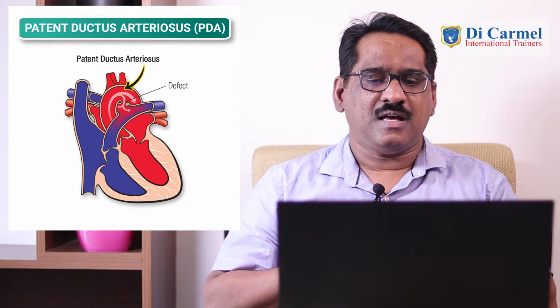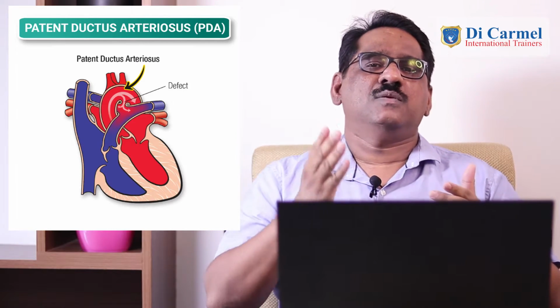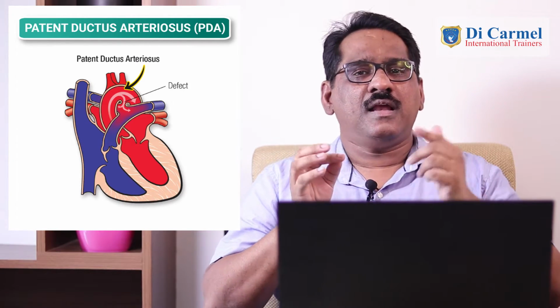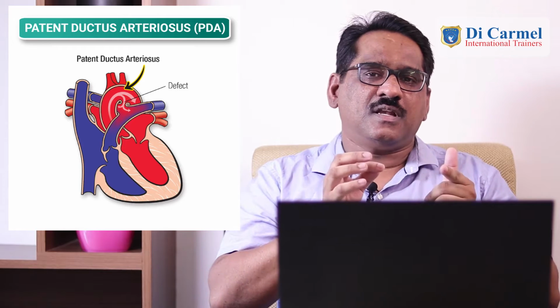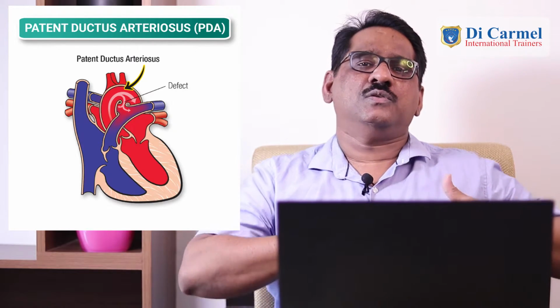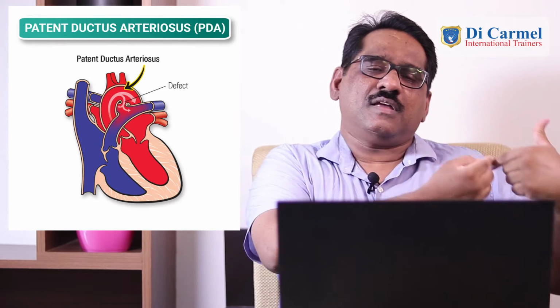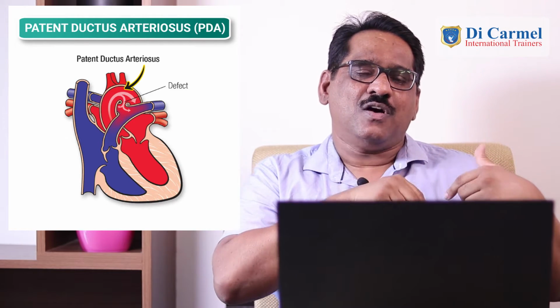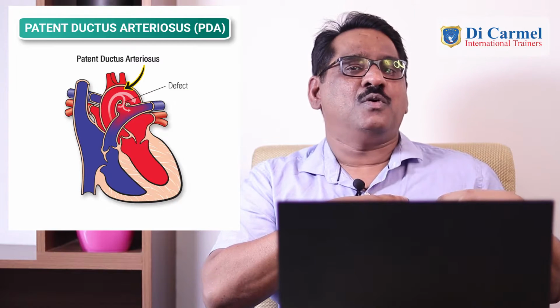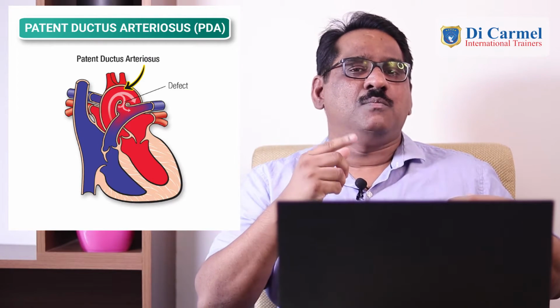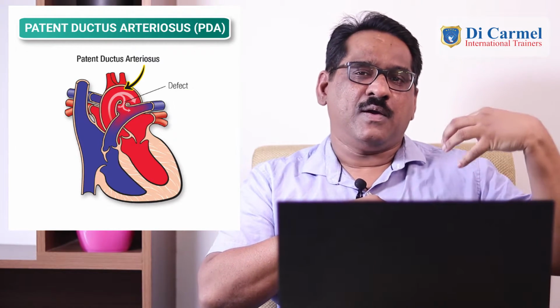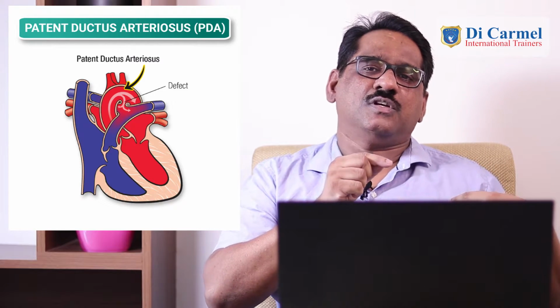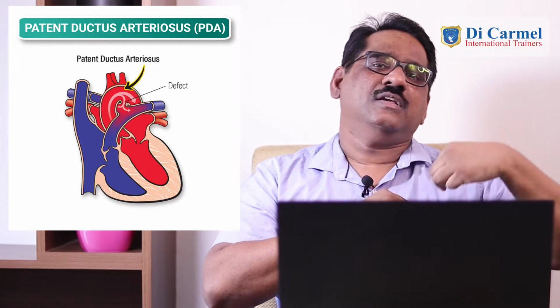Now, the third condition in the list is PDA, patent ductus arteriosus, and as we heard, it's a connection between the pulmonary artery and the aorta. And we heard what happens during fetal life: blood flowing through the pulmonary artery gets directed into the aortic circulation. So remember again what I just told you, the pressure on the right side is more than the left side, and so the pressure in the pulmonary circulation is more than the aortic circulation. So with that increased pressure, blood will flow from the pulmonary artery into the aorta.